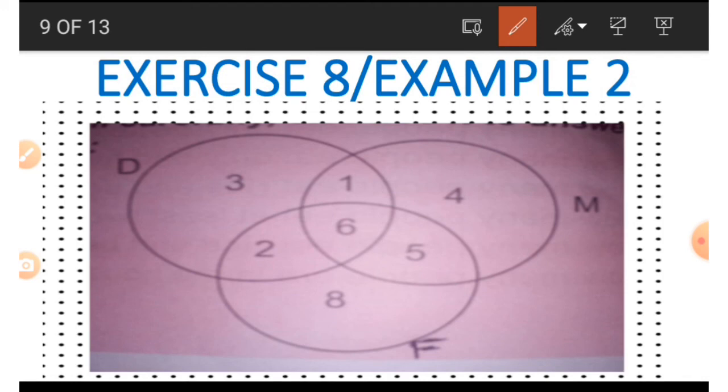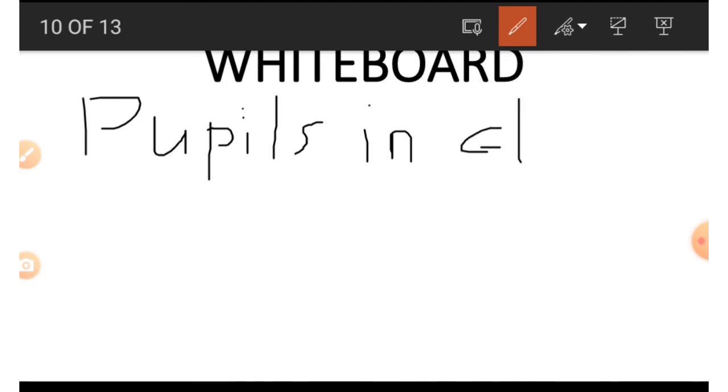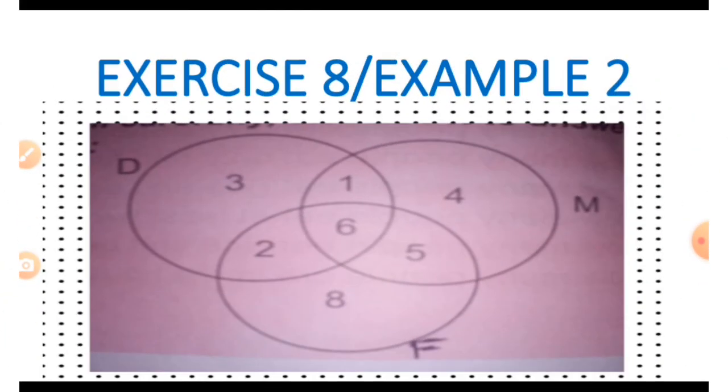Now the last question is going to be how many pupils are in the class. How many pupils are in the class? As we did in the first example, we are expected to add up all the numbers in the Venn diagram. So whenever we are asked how many people are there altogether, we must count or add up all the numbers in the what? The Venn diagram. So pupils in class. Now let's find out.